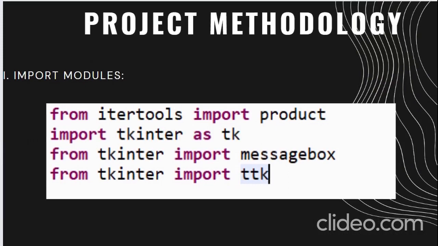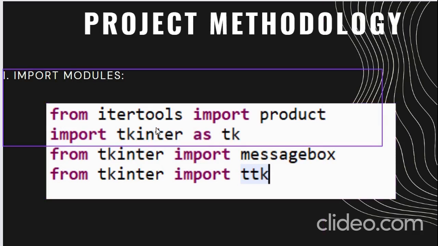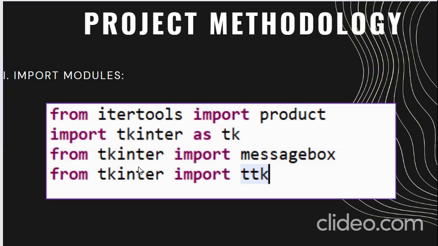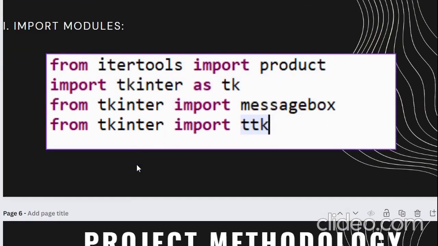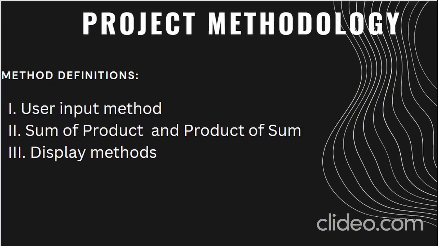Moving on to the project methodology, we started with importing certain modules that will help us to make our program function the way we wanted. So we used itertools, and itertools was used to create the possible combinations of zeros and ones. That was to create our inputs list. And then we also used Tkinter. That was the main library that helped us to create the graphical user interface. Let us look at some functions that we made use of.